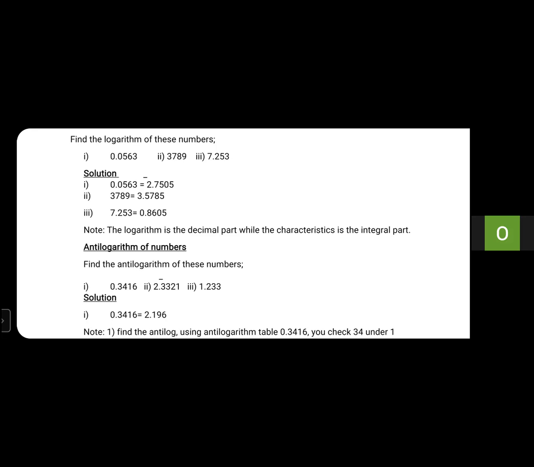3.5785. That's the logarithm. So I'm asking a question now. I'm trying to explain the second question, how we came about the logarithm of the second question. So I'm asking, when you are asked to write 3789 in standard form, what do you write?